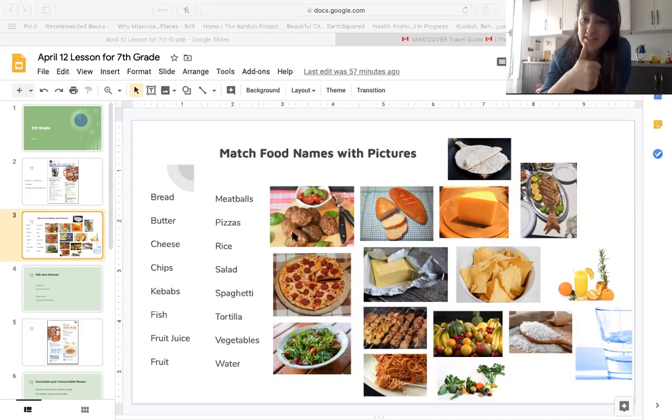Sometimes I say this, sometimes I say these. What is the difference? Well, I say this is bread, this is cheese, this is fruit juice. It's just one. But I say these for meatballs because it's more than one. These meatballs, these kebabs, these vegetables, these tortillas, okay? So I use this for one, these for more than one.